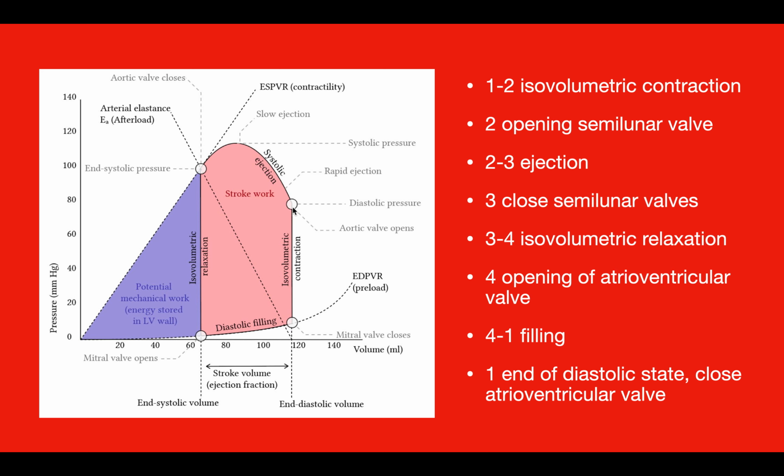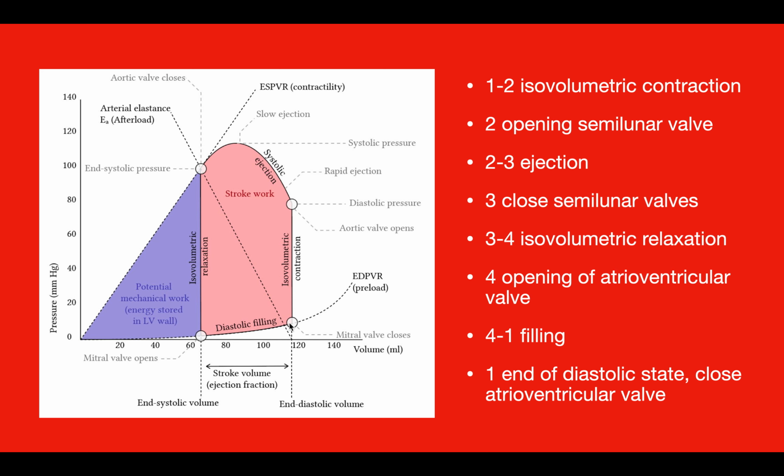So let's go through the phases again. So 1 to 2, contraction. There's going to be opening of the semilunar valve. 2 to 3 is going to be ejection. 3 to 4 is going to be the isovolumetric relaxation. 4 is going to be the opening of the AV valve, and then there's going to be filling from 4 to 1. And then go back to 1, and that's the end of the diastolic state.